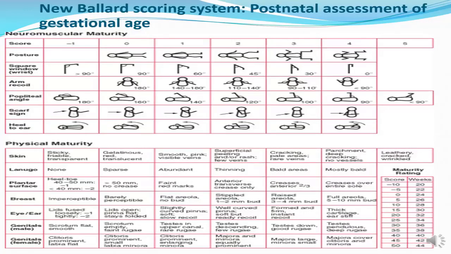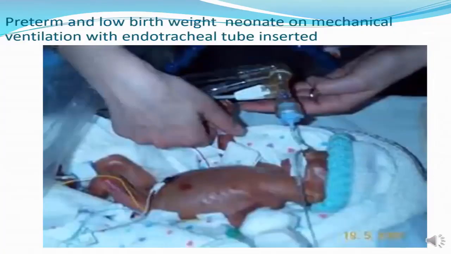The new Ballard scoring system, as we said, includes neuromuscular maturity, 6 signs or scores, and physical maturity, 6 also. We use both of these 12 scores to give a total score. The total score of maturity rating starts from -10, which is equivalent to 20 weeks gestation, to 50 maximum, which represents 44 weeks gestation. And this is an example of an extremely preterm baby who is low birth weight and on mechanical ventilation through an endotracheal tube.